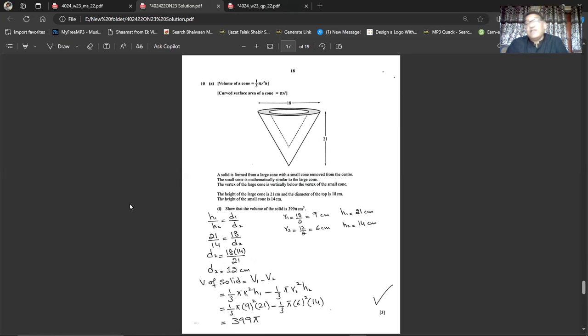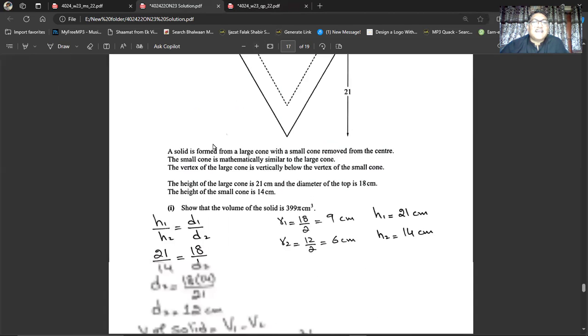Then I will apply the strategy that the volume of the solid is equal to volume 1 minus volume 2. So 1 by 3 pi r1 square h1 minus 1 by 3 pi r2 square into h2. Simply substitute those values here. Don't substitute the value of pi, keep pi as pi, because you have to show that the volume of the solid is equal to 399 pi. So it will be 1 by 3 into pi into 9 square into 21 minus 1 by 3 pi into 6 square into 14. When you enter these values in your calculator, don't enter the value of pi there. You will get 399. With it, write pi. So this is how this is done.